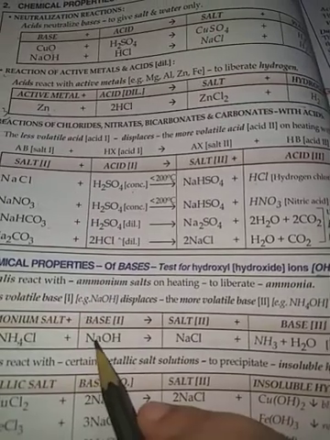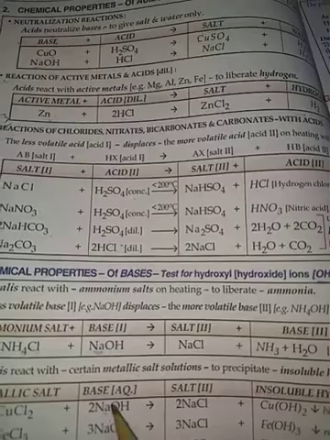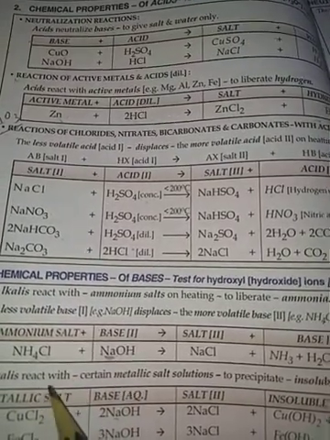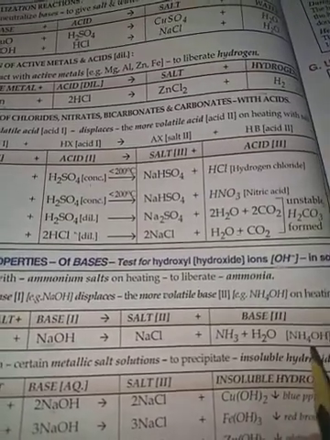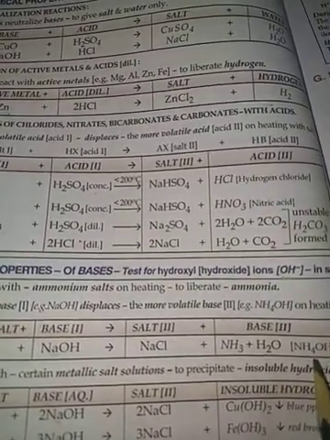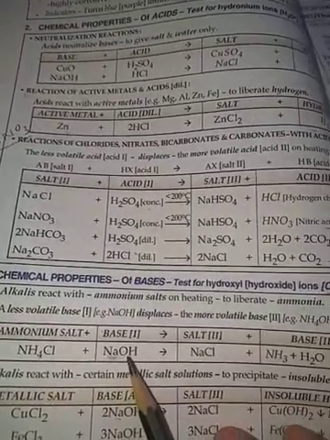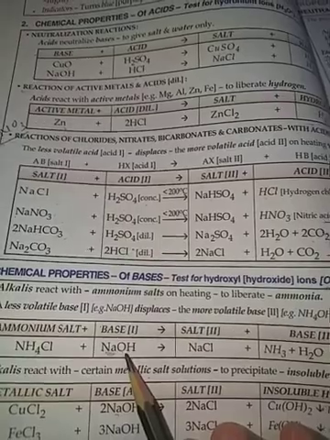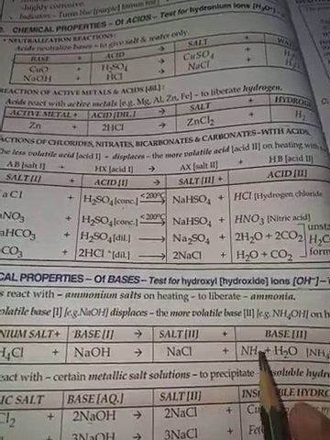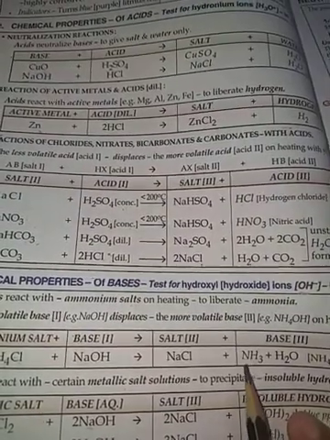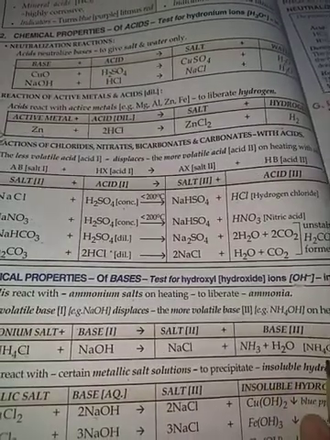Otherwise, all the bases contain a metal: NaOH has Na, KOH has K, Mg(OH)2 has Mg. And ammonium hydroxide is the only base which does not contain any metal ion. So here we have taken an ammonium salt, and it has reacted with an alkali to form a salt, along with the main product, ammonia plus water. If they combine together they form ammonium hydroxide.